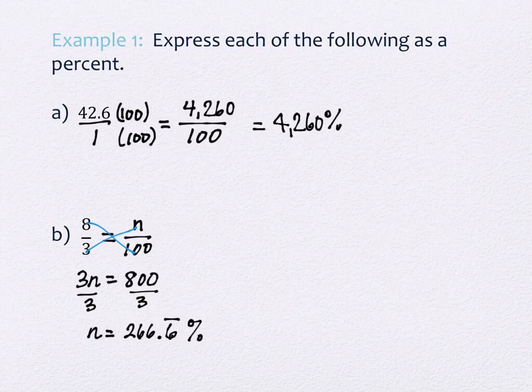And it should make sense that this is a repeating decimal, right? It's the denominator. It's a 3. So, of course, it's going to be a repeating decimal. You bet.